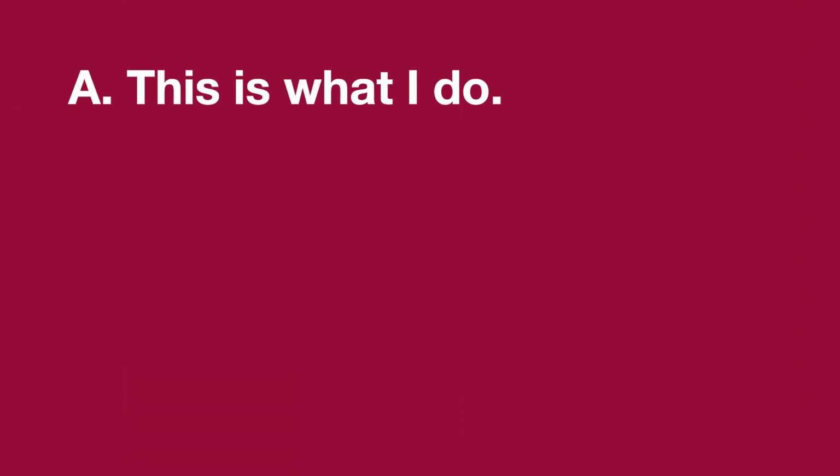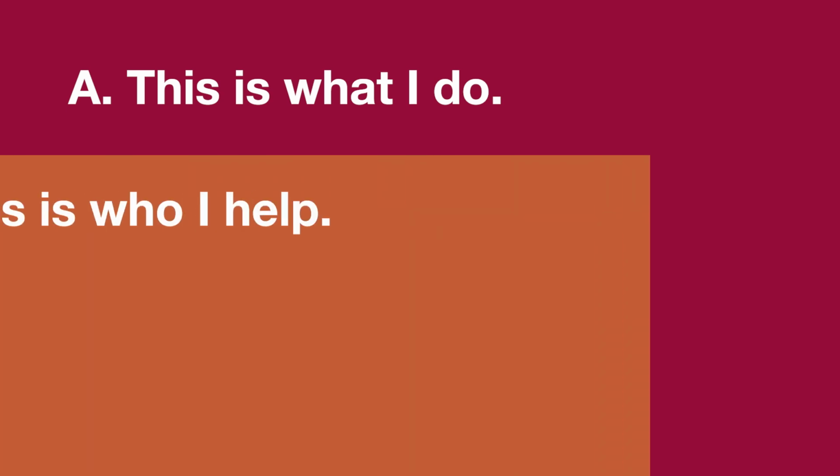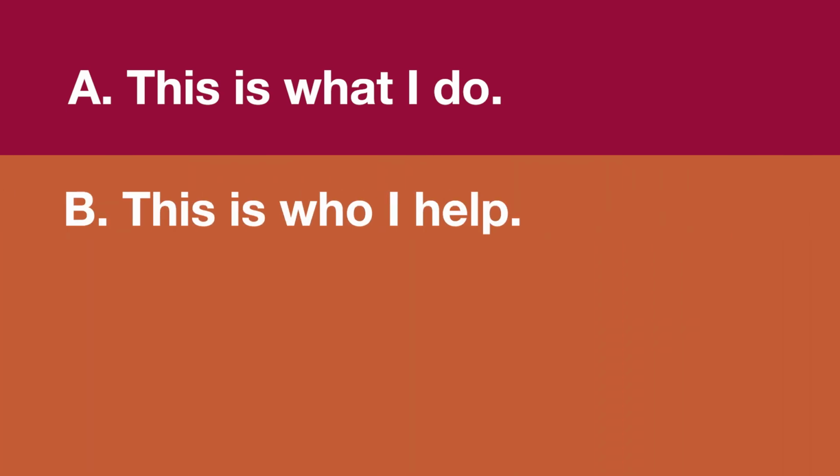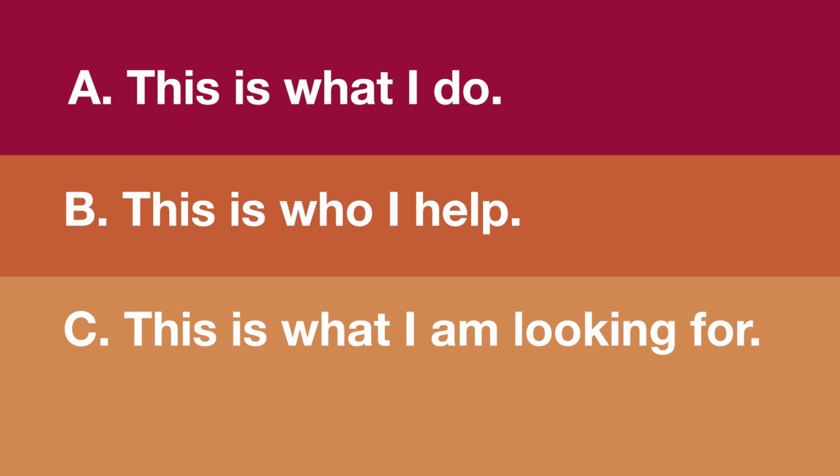So here's how we break it down into three main components: A, B, and C. So A, this is what I do. B, this is who I help. And C, this is what I'm looking for. These three pieces set you up to explain and introduce you to someone, but also that really key component of why am I even talking to you in the first place? What do I want out of this engagement? And that's one of the most critical pieces that's often left out of creating an elevator pitch.